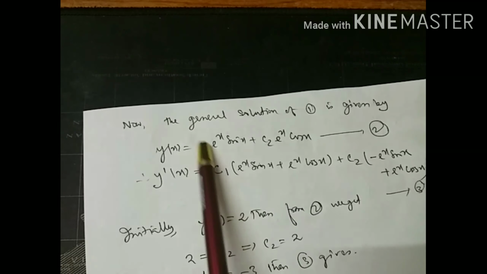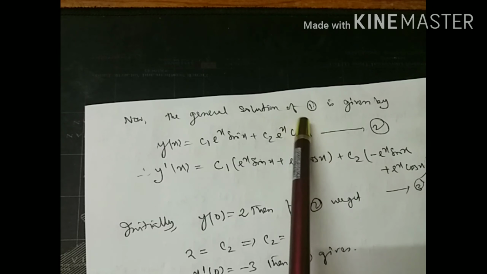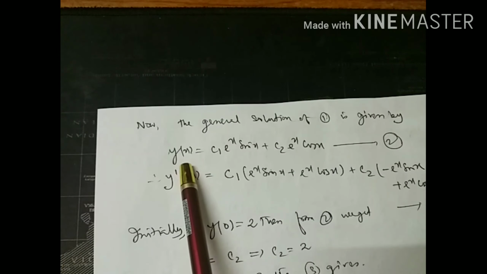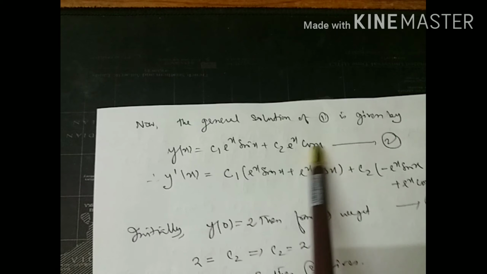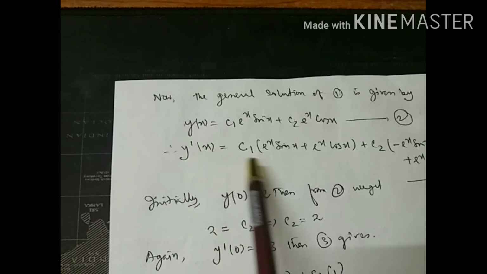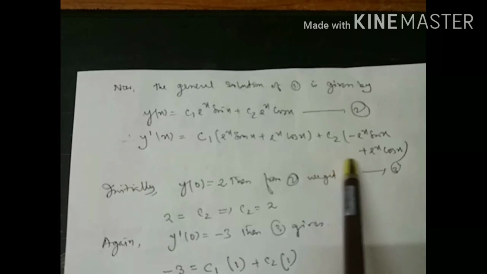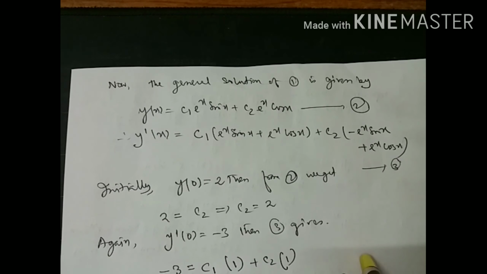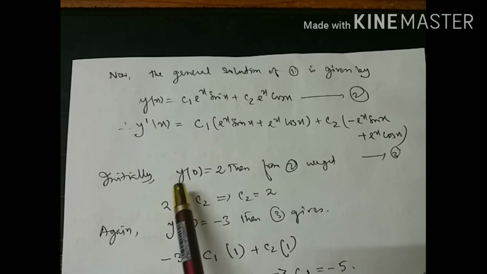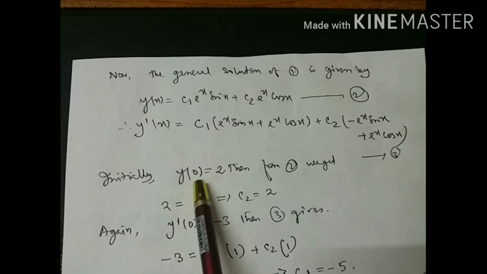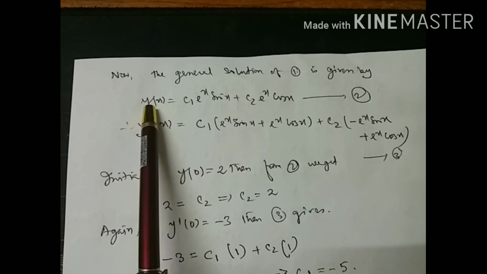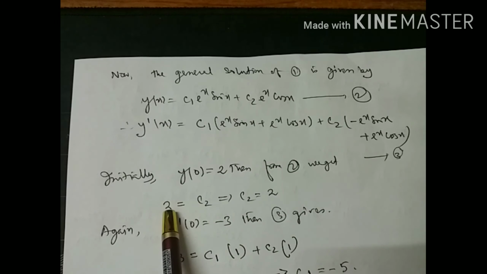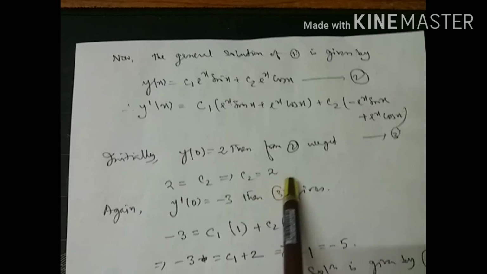So we already know that the general solution of 1, that is the homogeneous equation, is given by y equal to c1 times the first function y1 plus c2 times y2. Here y1 is given and y2 is this. Same process, we are differentiating to get y dash, and after differentiation we get this value. Now use the initial conditions. The first condition is y(0) equal to 2. Then put these values in 2, that is y equal to 2 when x equal to 0. We are getting 2 equal to c2, that is c2 equal to 2.